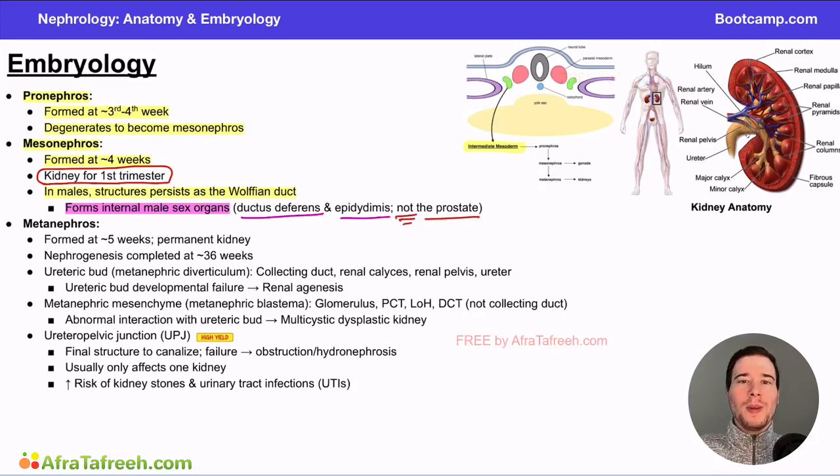And this is important. You can imagine this makes for a tricky test question. They ask, what does the Wolffian duct form? Prostate is one of the answers, and that's not the correct answer because the prostate actually forms from a different structure called the urogenital sinus. And now, after this structure degenerates in approximately week 5, we have the metanephros.